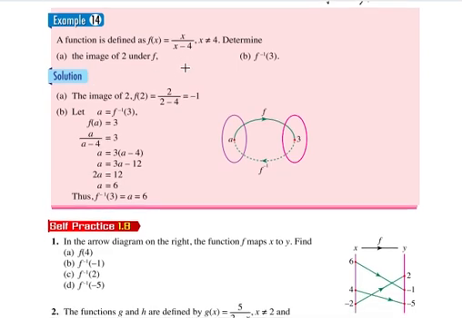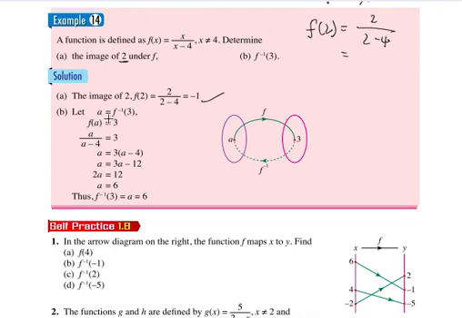Example 14, the function f(x) equals x over x minus 4. Determine the image of 2 under f. Okay, for the image of 2, put the 2 inside, because this is the object now. So you substitute the 2 inside. 2 over 2 minus 4, so finish, negative 1. Okay, this one, f inverse 3. So this is 3 now, inverse here. But I have the f function, I don't have the f inverse function. So I need to do this inverse function.